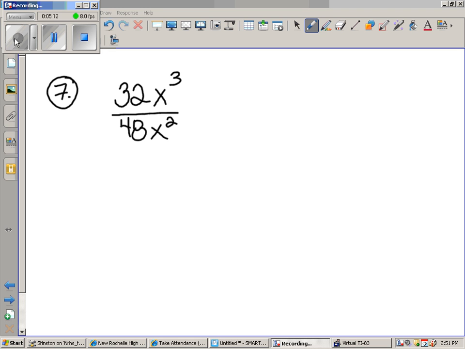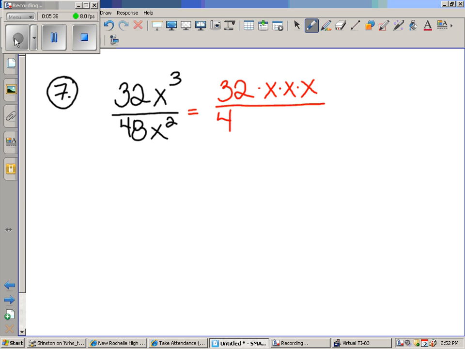Okay. Now we're not going to separate these problems out into 3 separate problems and combine them. We're just going to kick it off. These are medium to hard level problems. Same strategy that we used in the other ones. When in doubt, write it out. We got 32, and we got 3 x's on top. We got 48, and we got 2 x's on the bottom.